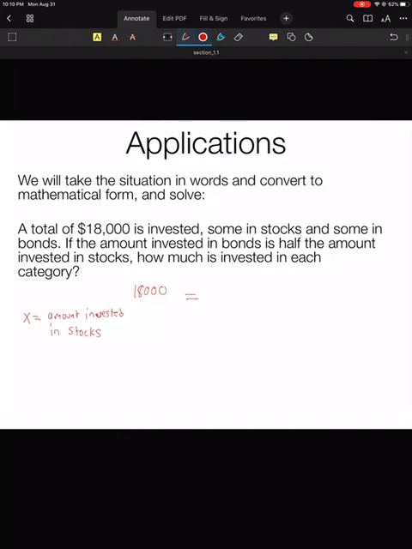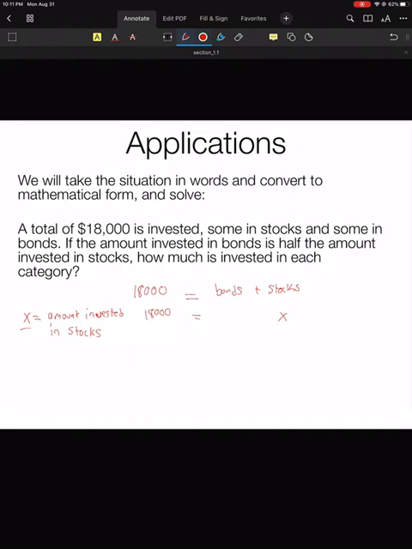Okay, and then the amount invested in bonds is going to be a function of stocks. We know that the most basic form of this is that 18,000 is invested, some in stocks and some in bonds. So it's basically 18,000 equals bonds plus stocks. We just need to now fit this x in there.